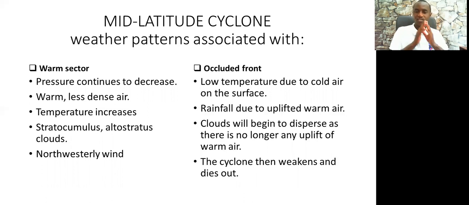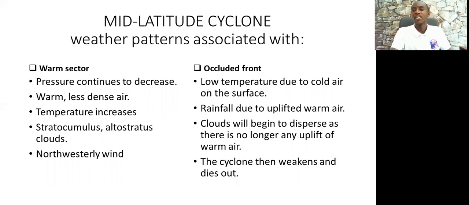On the occluded front, we've got low temperature due to cold air on the surface, okay? Remember what we said there, the cold air catches up with the warm air. So what we have here is a mixture, and the temperature is also low because of the cold air. Now the rainfall is due to uplifted warm air, which is lifted and brings rainfall along the cloud front.